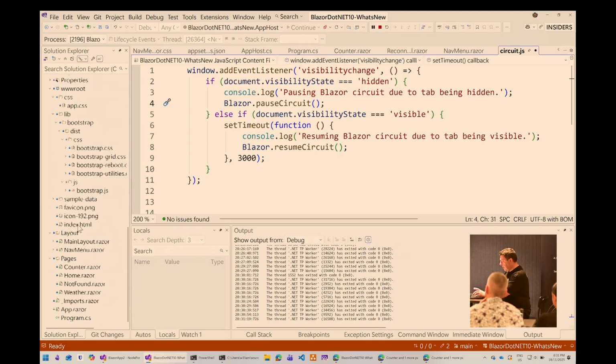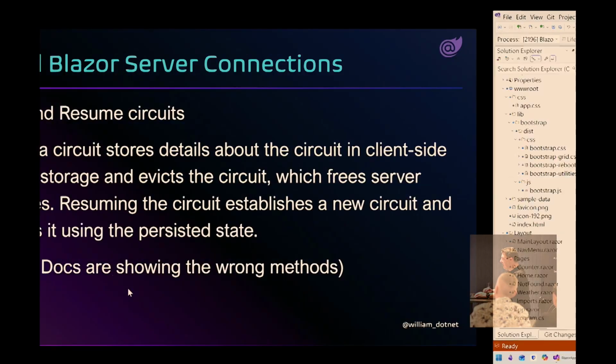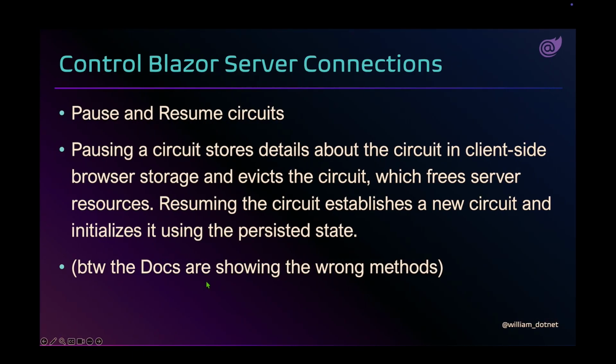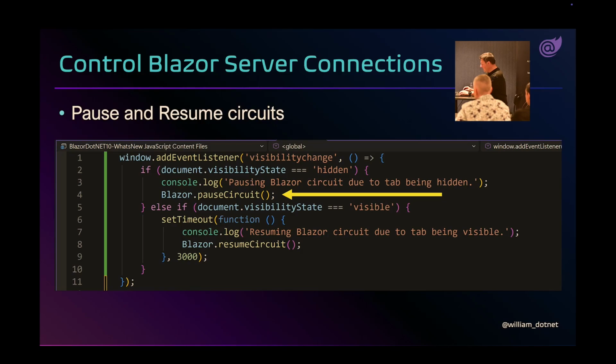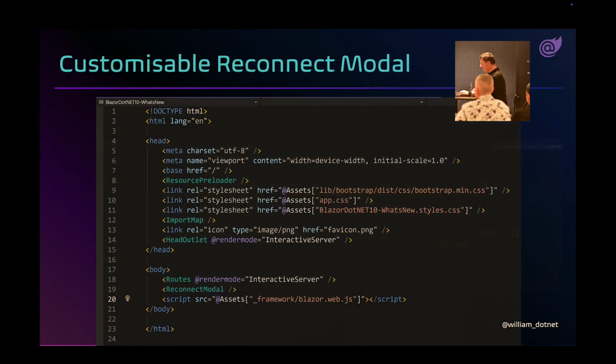I'll get to my app Razor file and show you something else shortly. But you can add it straight in there as well. So here's the code for pausing and resuming your circuits. Just a couple of method calls there.